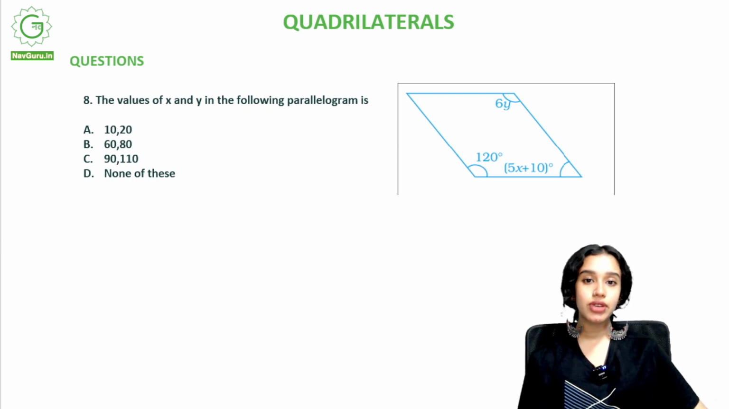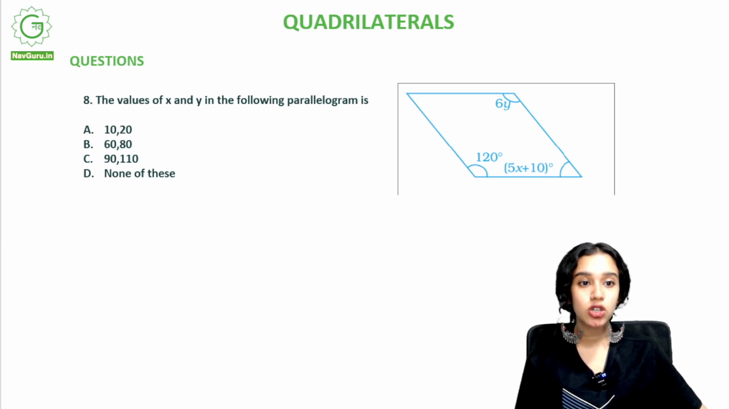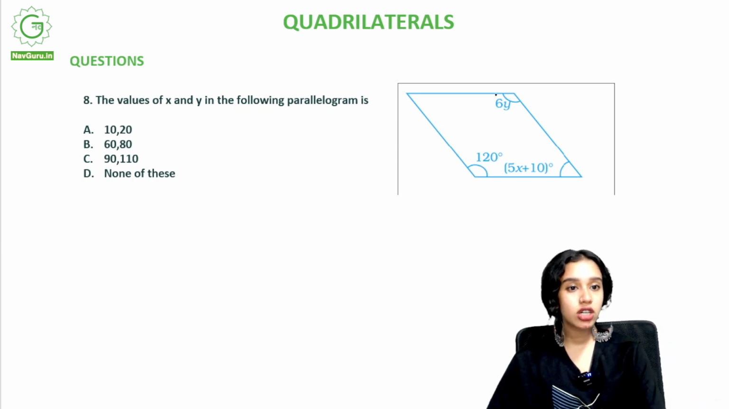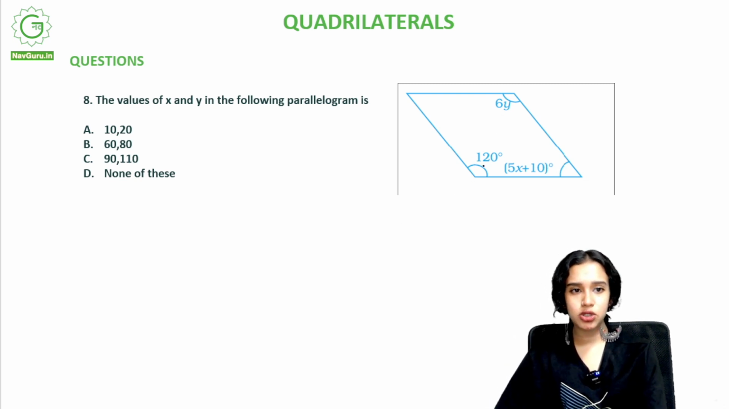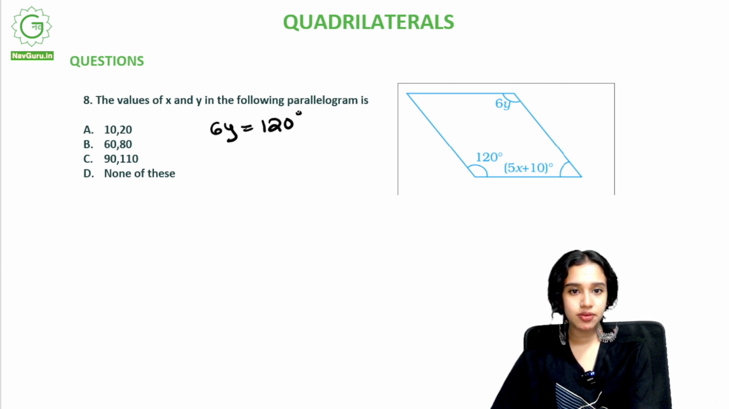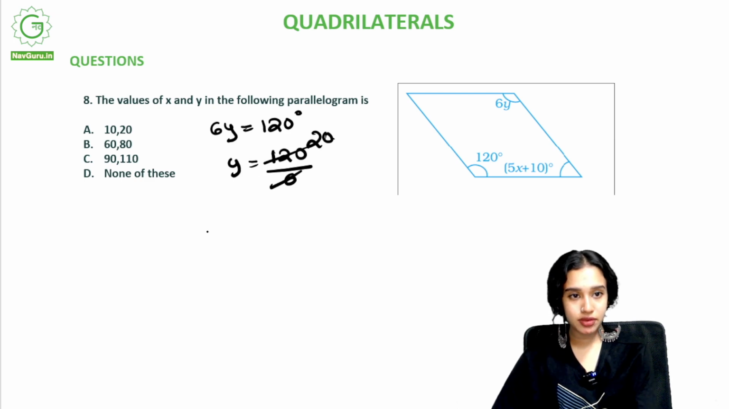The values of x and y in the following parallelogram is. So, here we got 6y and 5x plus 10 on the same side and 120 here, right? So, what is the relation between these two angles? These two angles should be same. That is 6y should be equal to 120 degrees, right? So, y should be equal to 120 by 6. This is equal to 20, right? So, this is 120 degrees.